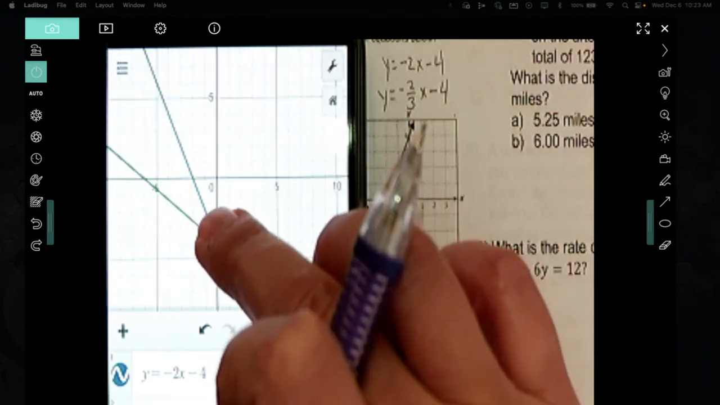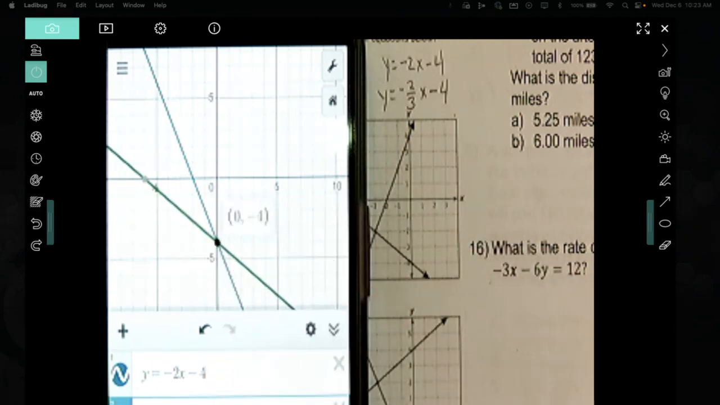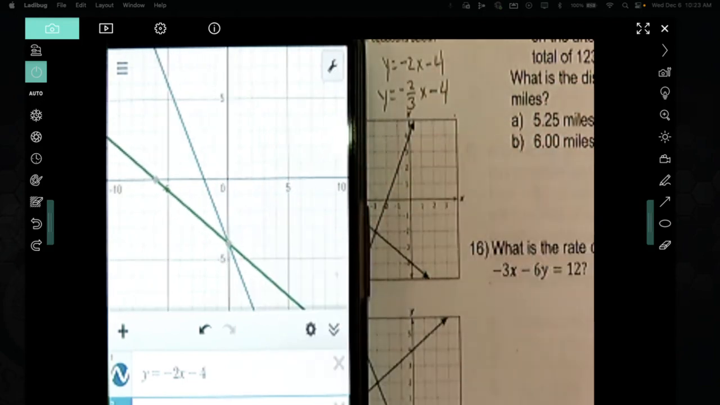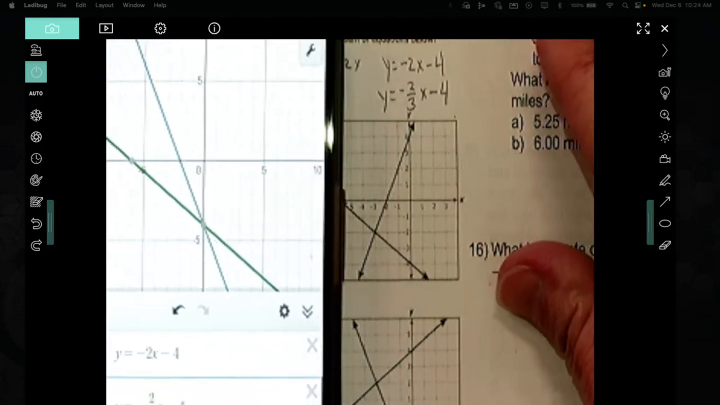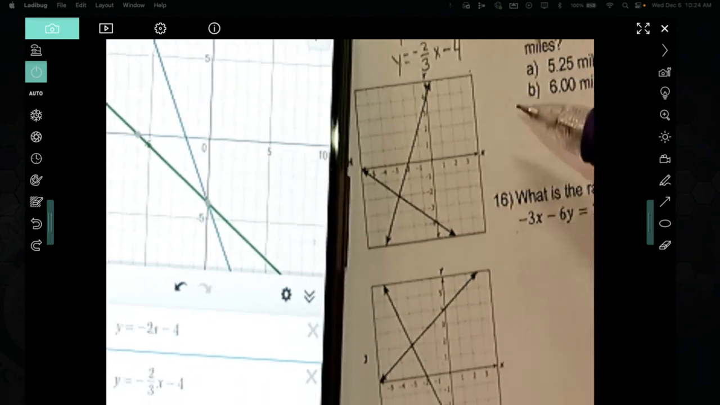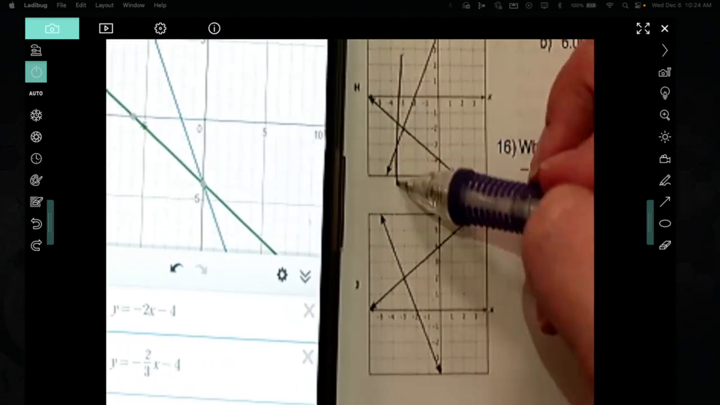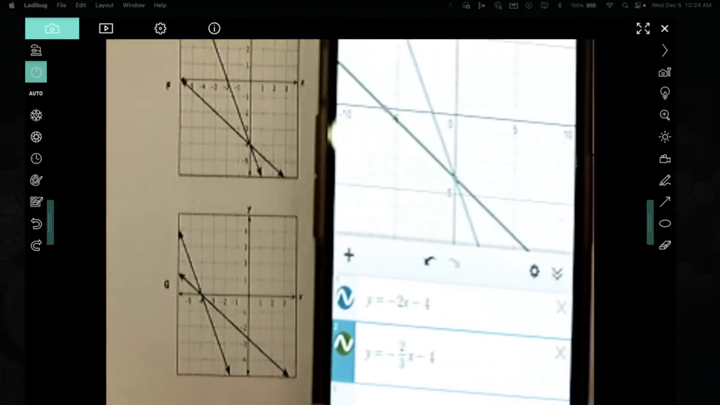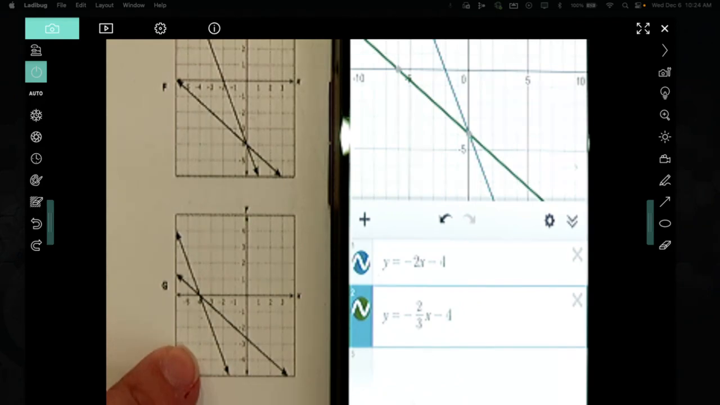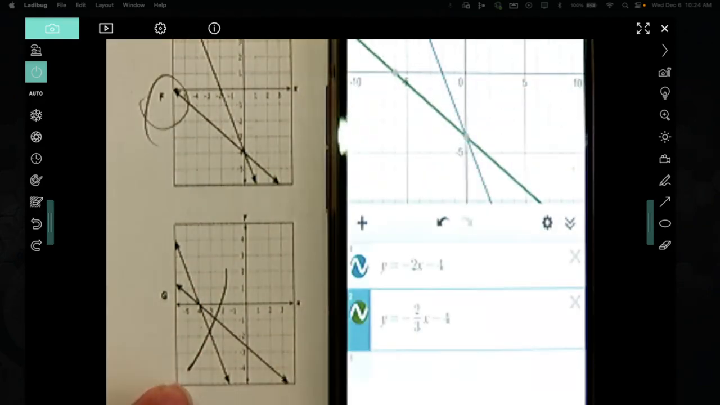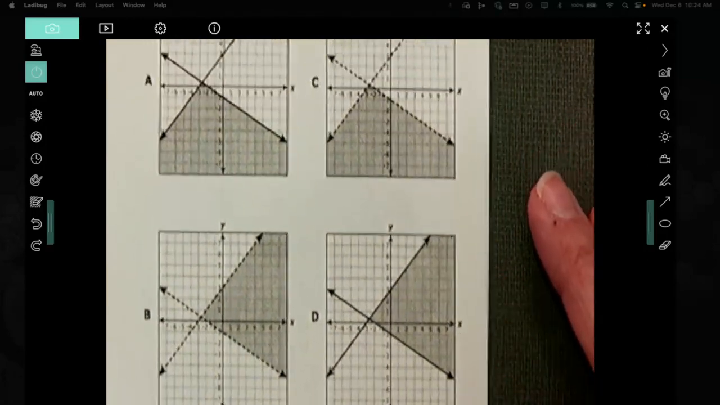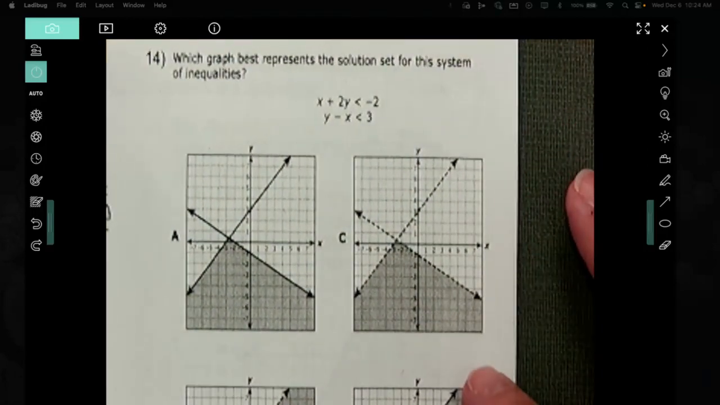I can tap it. It says my solution is 0, -4. And I can also see my picture here. So I'm looking to see, this picture does not match. This picture does not match. So I can come over here. This one does. This one does not. Look at where those are crossing.